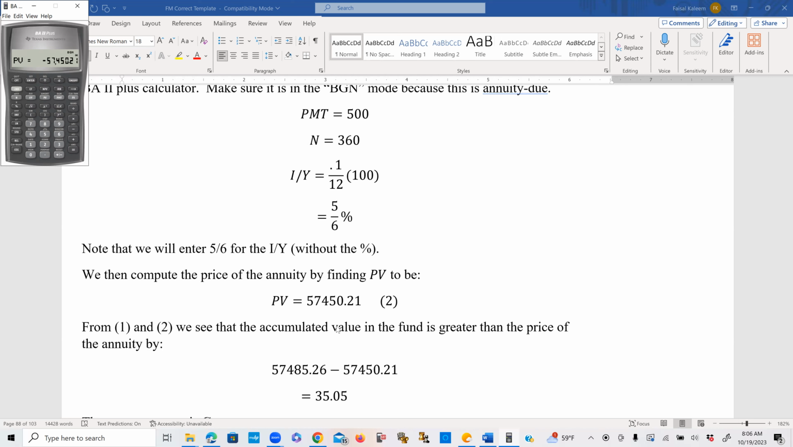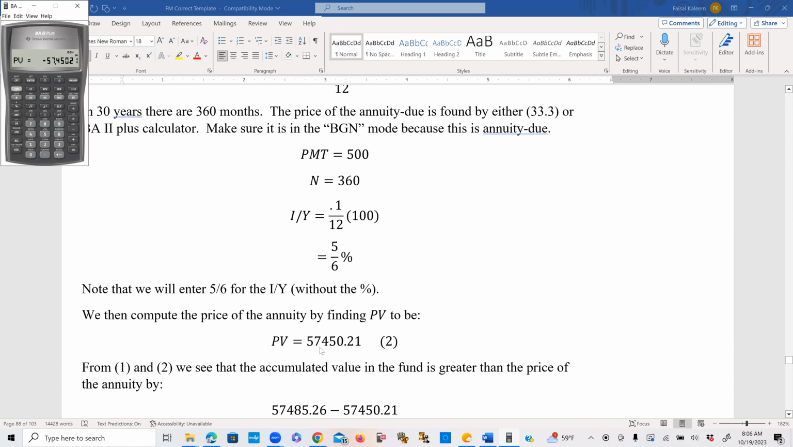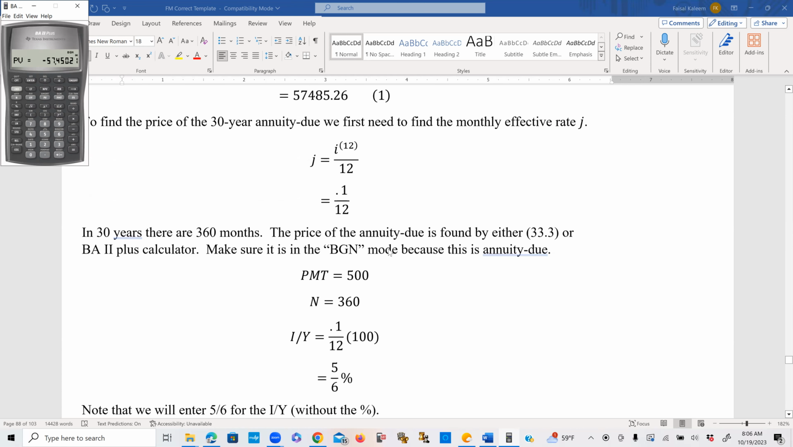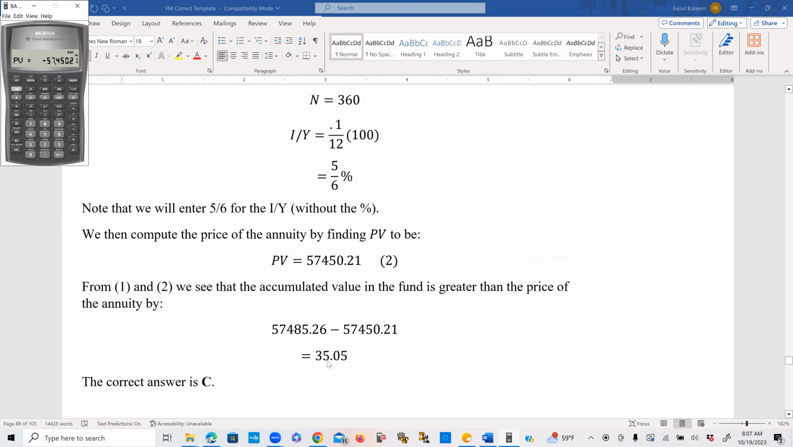The question was, after purchasing the annuity, do you have any balance left in the fund? Our fund had accumulated to 57,485.26, and we have just found that the price of the annuity is 57,450.21. So the balance was a bit higher than the price of the annuity. We'll have a little bit left over. If we subtract the price from that balance, we get 35.05, and that was choice C.